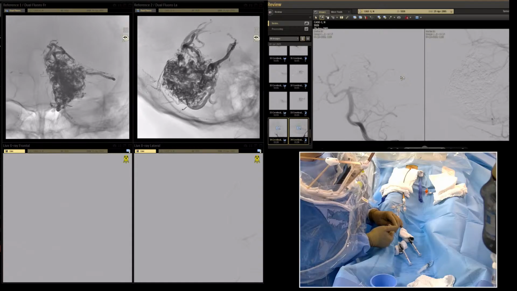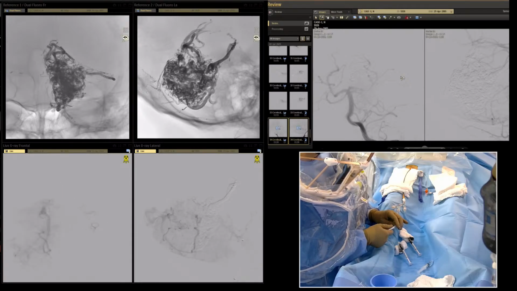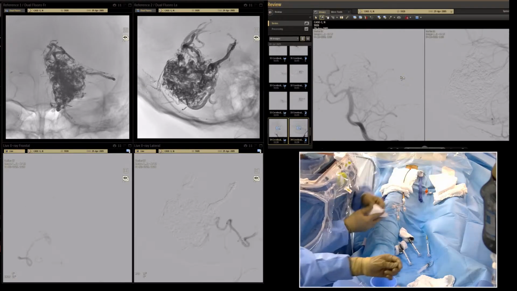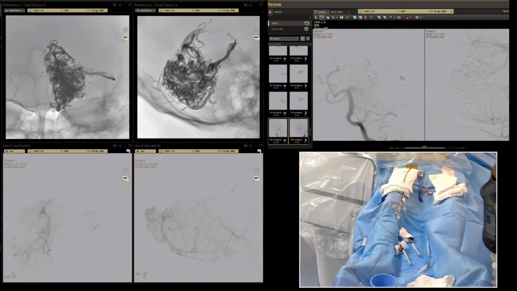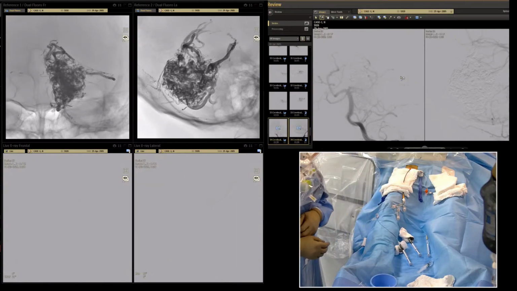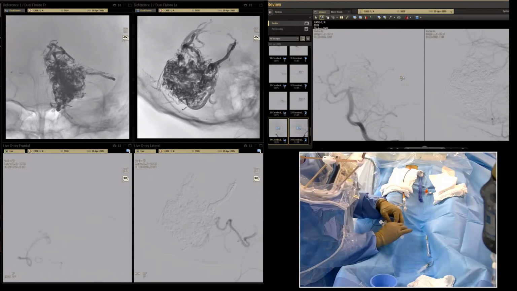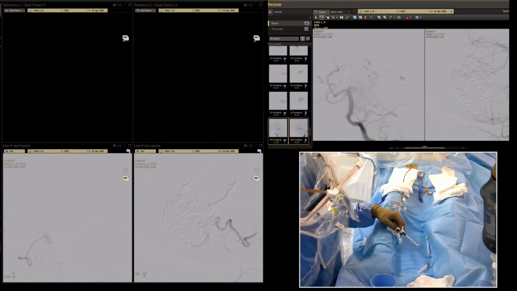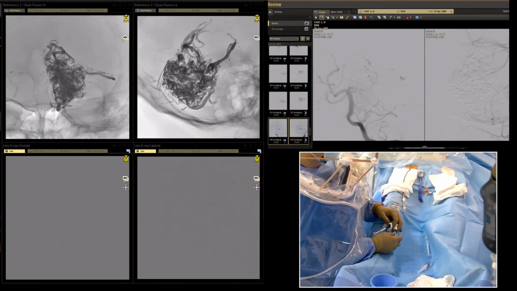Now we are controlling angiographically all the territory. There is no venous delay. And then I think it's possible to leave this part of the AVM for the next session. Ron, what do you think? Yeah, we can leave this part for the next session. Do you agree with me?